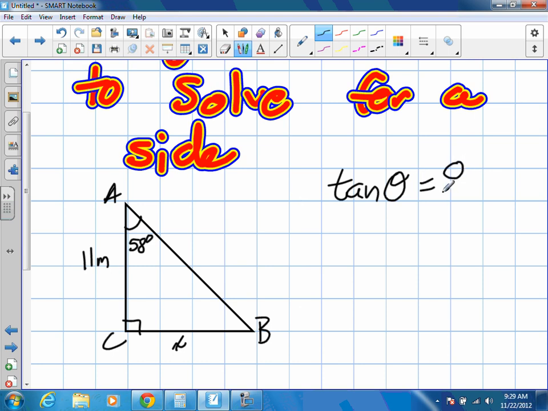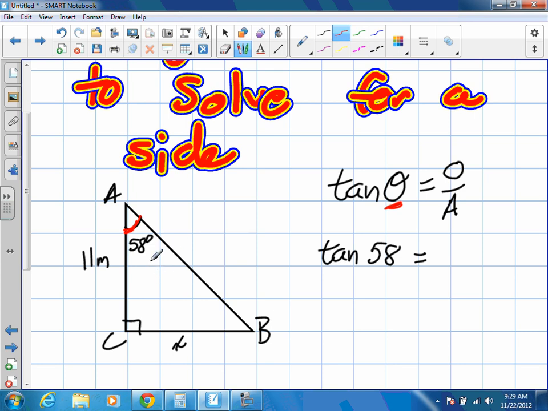Opposite over adjacent. Okay, so I'm going to represent that with an O and an A. The angle I have here is 58 degrees. So in other words, I'm going to be replacing the theta in here with 58 degrees. So we now have tan 58 degrees is equal to, and we have to figure out our knowns and unknowns.